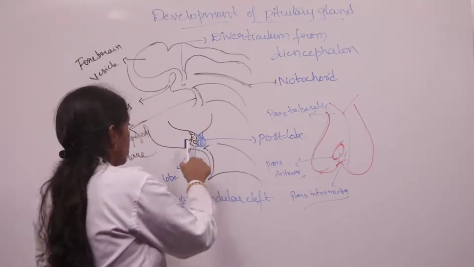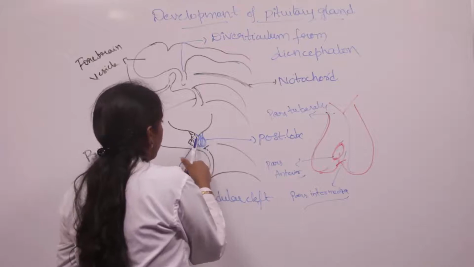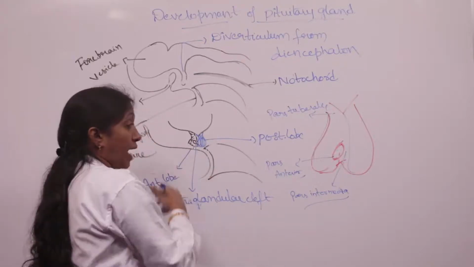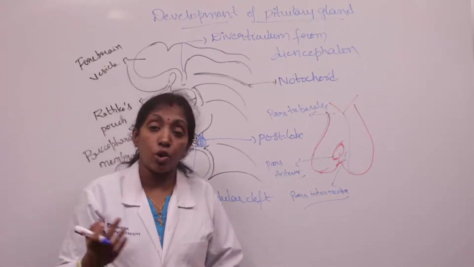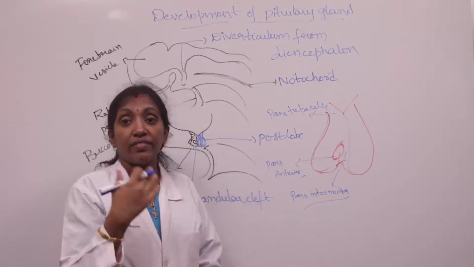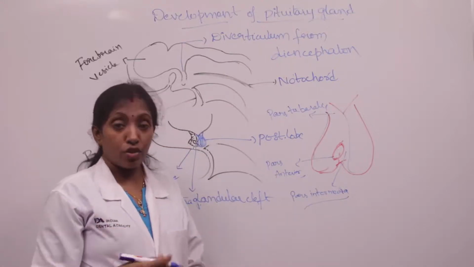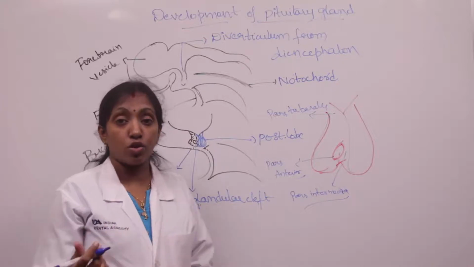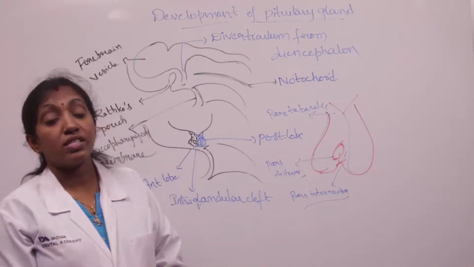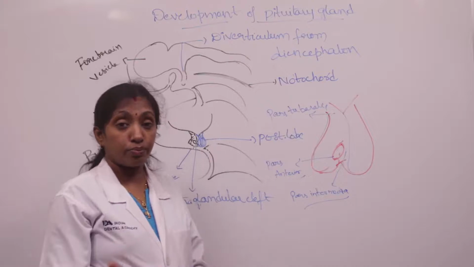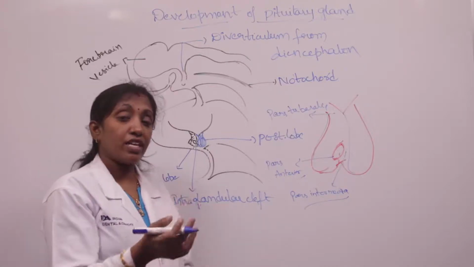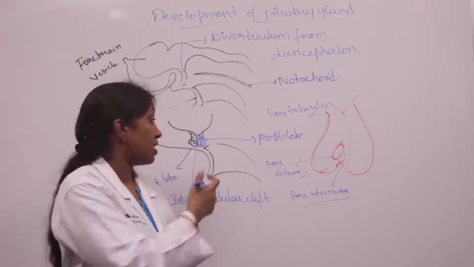Okay, then we can see the differentiation between the anterior lobe and posterior lobe. In the anterior lobe, we can see chromophil cells and chromophobe cells, which further divide into acidophils and basophils. The chromophil cells divide into acidophils and basophils, and these acidophils give rise to somatotrophs and lactotrophs. They produce growth hormone.